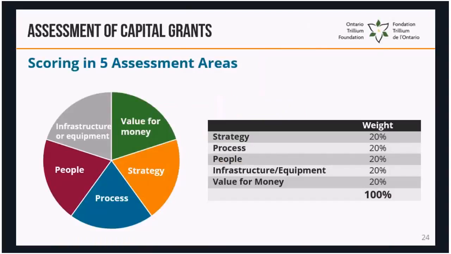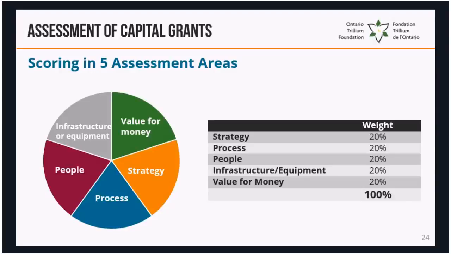Now let's take a look at the assessment of capital grants. Assessment criteria is available online on our website at otf.ca. Based on application answers, OTF reviewers enter a score in each of the 5 assessment areas. Scores range from -2, strongly disagree, -1, 0, neutral, 1, and 2, strongly agree. Each category is worth 20%.